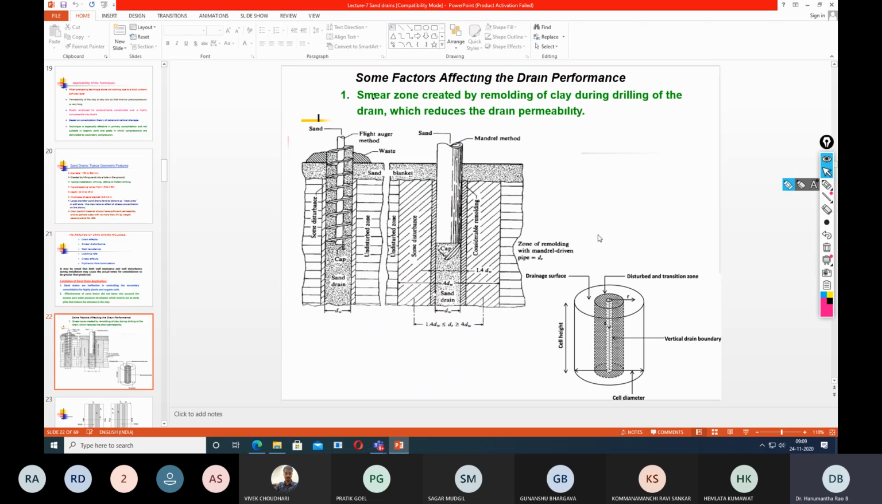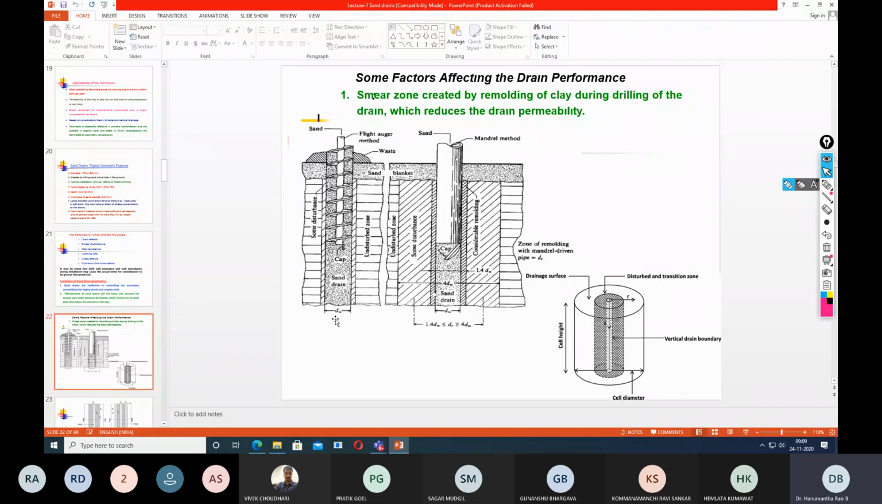So there is a clayey material and there is a sand drain. When you want to install a sand drain, or create a sand drain, you need to make a borehole. When you are making the borehole, it is certain that you are going to create some kind of a disturbance to the walls of the borewell.